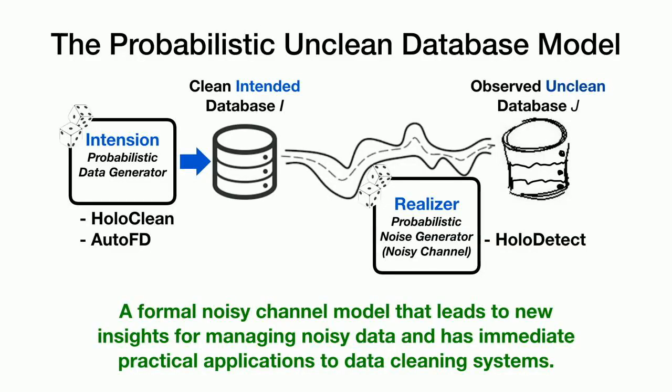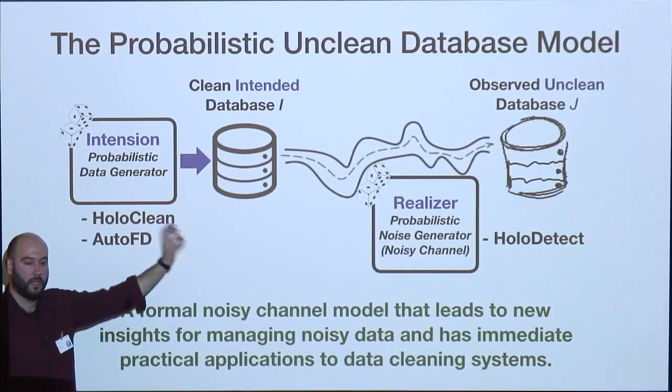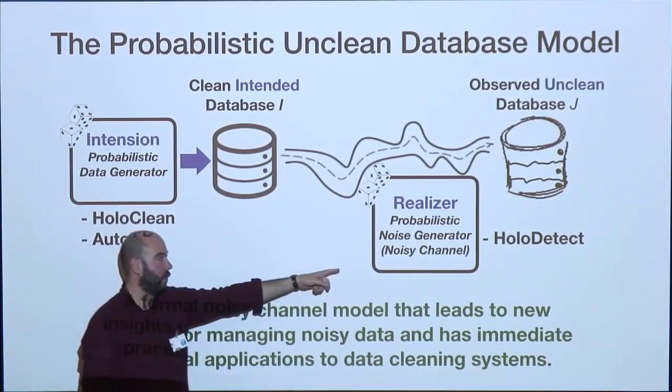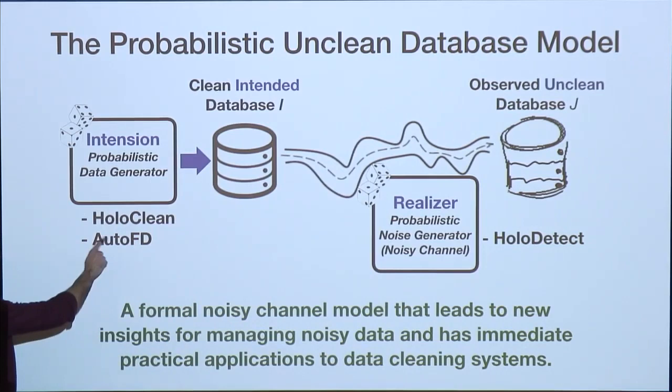Okay, just to summarize, what I have been doing in the last few years is going from theory around this type of new noisy channel model for explaining how errors are injected in real data to building systems that learn parts of this process. HoloDetect can tell you the noisy channel model to identify errors. HoloClean can tell you what should be the real generating distribution of the clean data. AutoFD gives you a profile of that, and so on and so forth. So we have this formal model, and we're building data cleaning systems over this.